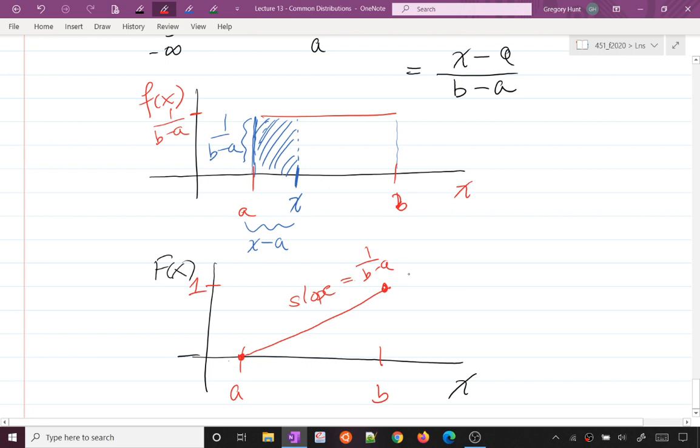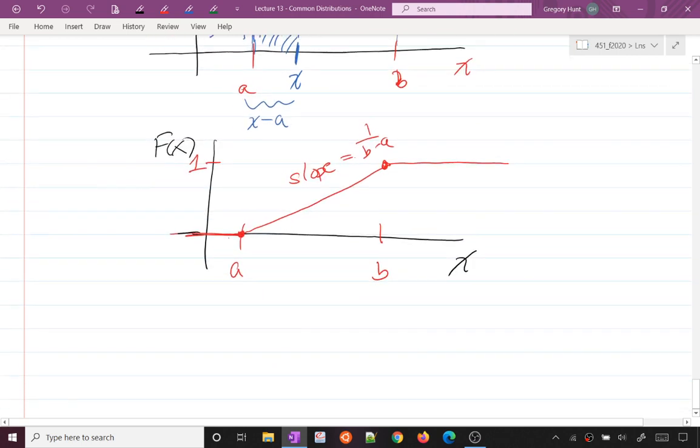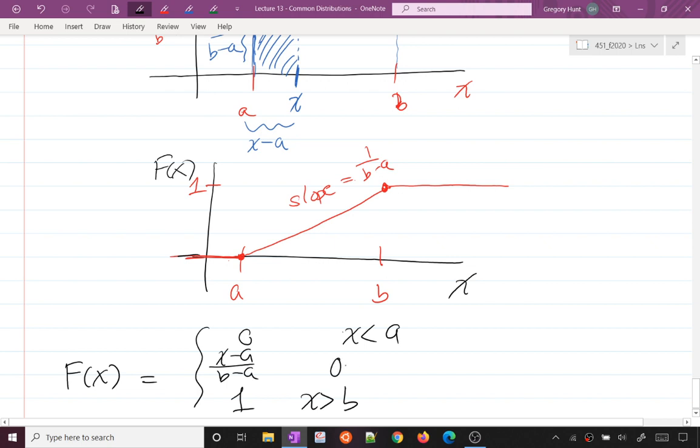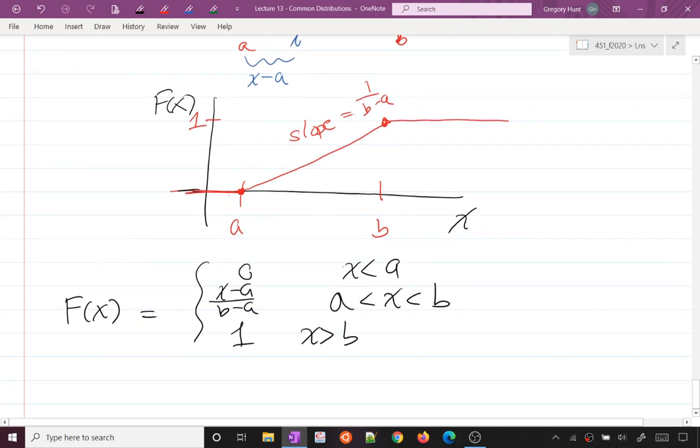When we're above b or below a, so when we're above b, it caps out at 1. The probability that we're less than or equal to some value bigger than b is always 1. We're always less than or equal to this value. And similarly, the probability we're ever smaller than a is 0. We're uniform between a and b. We're never less than a. So you get this kind of piecewise thing, and I suppose you could write it out in full as a piecewise function. It's 0 if x is less than a, it's 1 if x is bigger than b, and it's (x minus a) over (b minus a) if x is between a and b.